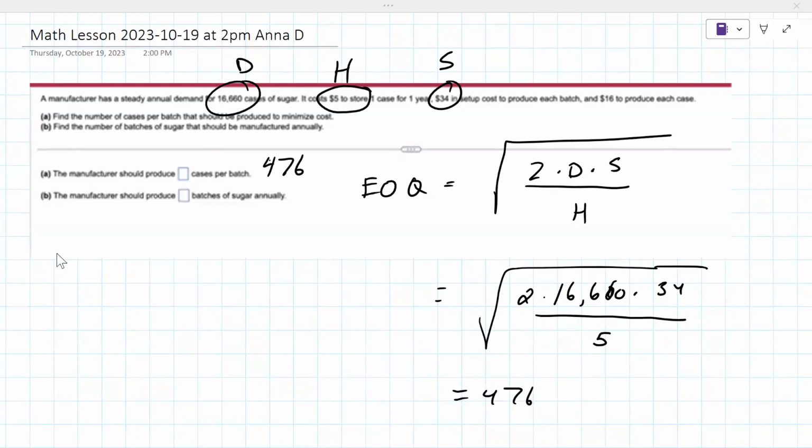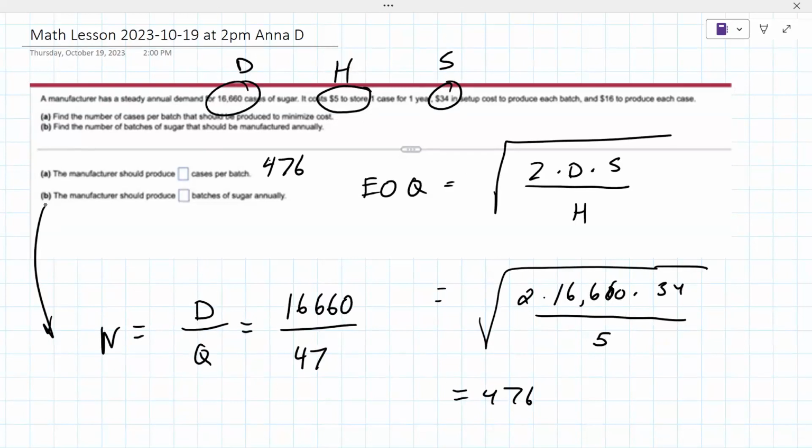For part B, the number of batches per year, it's another formula here. It's not as bad. It's the demand over the Q. So it's 16,660 over the number we just calculated, 476, which ends up being 35.